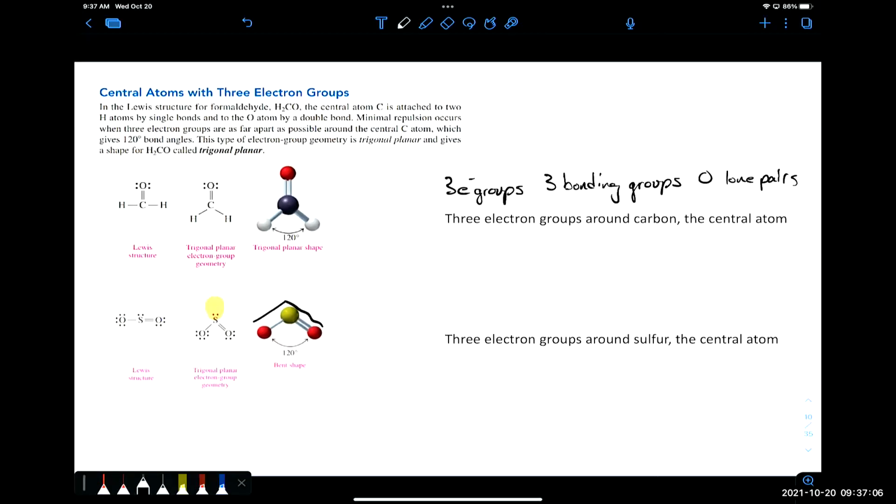For bent shape, we have, again, 3 electron groups. The difference is we only have 2 bonding groups and 1 lone pair.